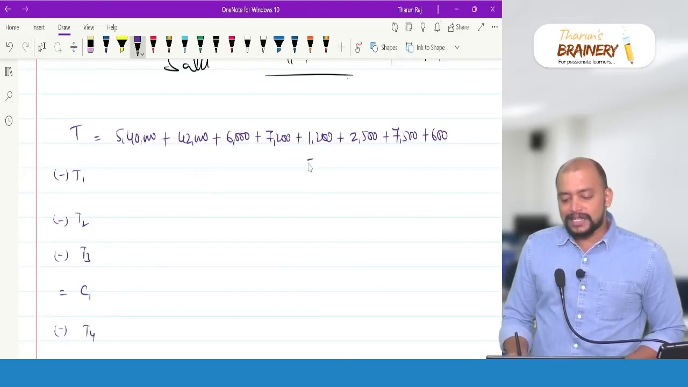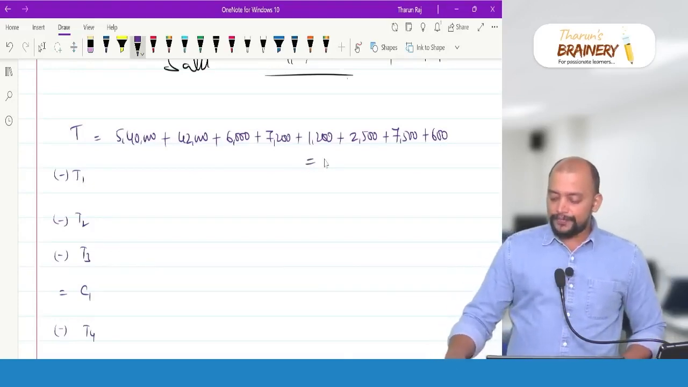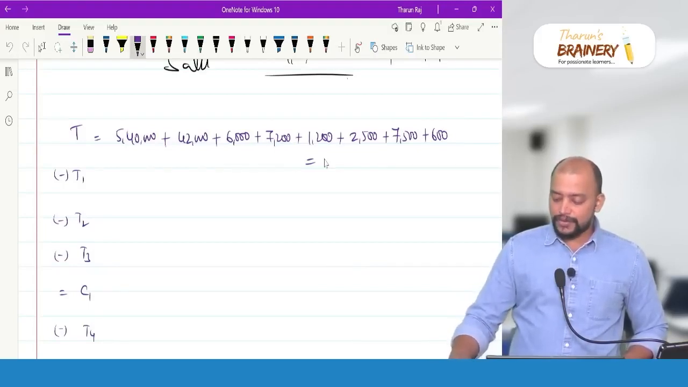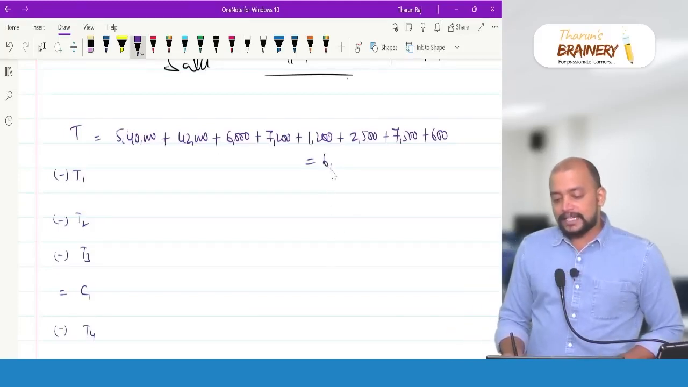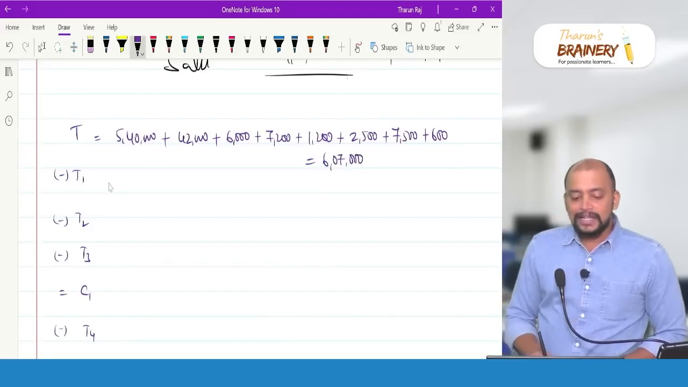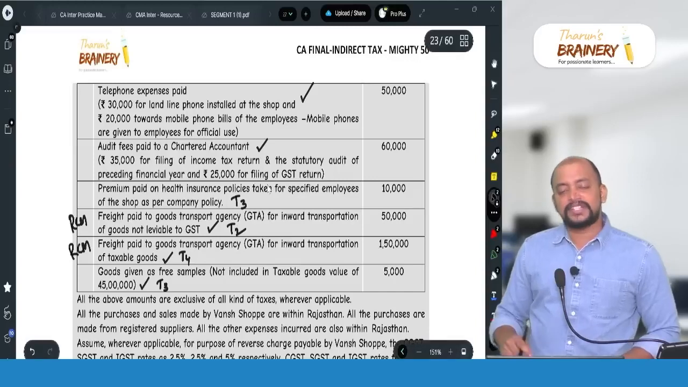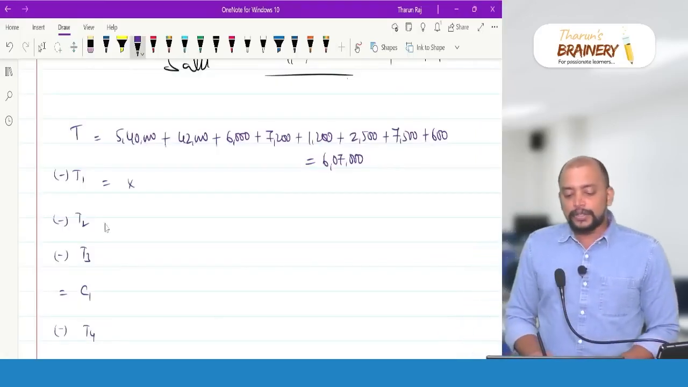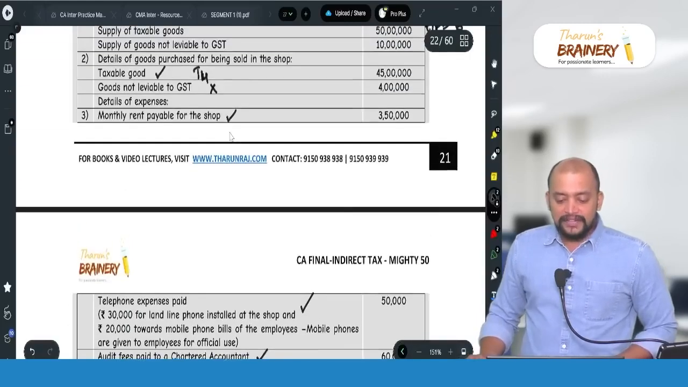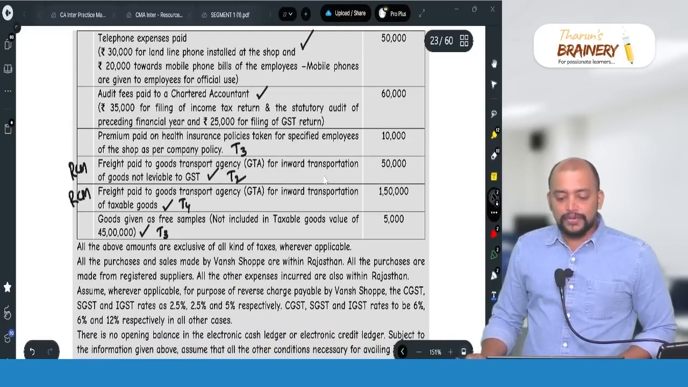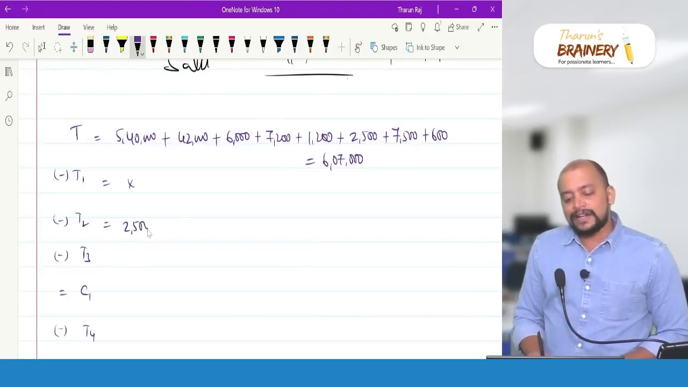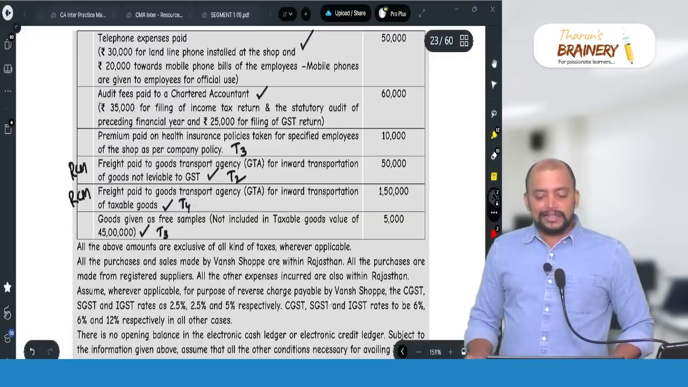The total of this is T: 5,40,000 plus 42,000 plus 6,000 plus 7,200 plus 1,200 plus 2,500 plus 7,500 plus 600. 6,07,000. 6,07,000 is T. T1, we don't have anything in T1. Non-business we don't have, first of all. So T1 nothing. T2, what all will come in T2? Already we have written only one. That is 50,000 into 5%. That is 2,500.